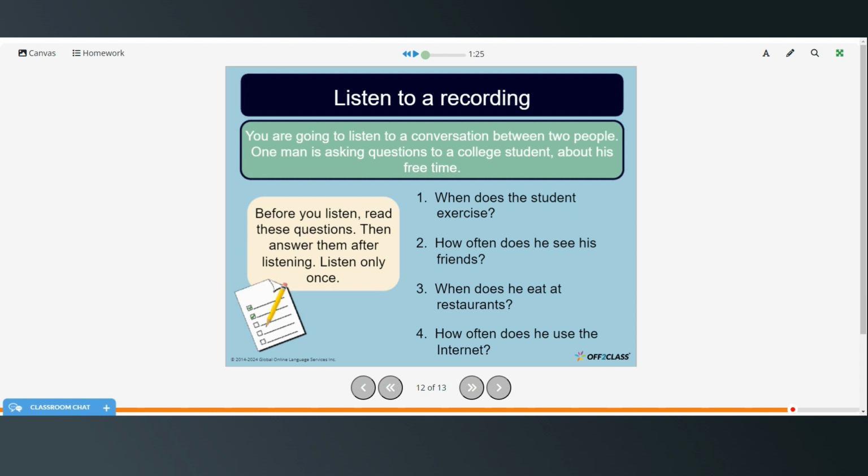So first, let's read the questions. When does the student exercise? How often does he see his friends? When does he eat at restaurants? And how often does he use the internet?